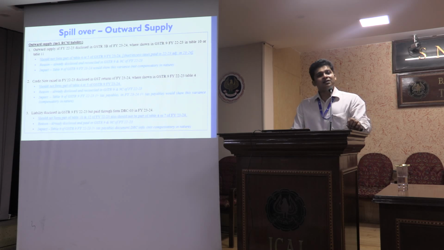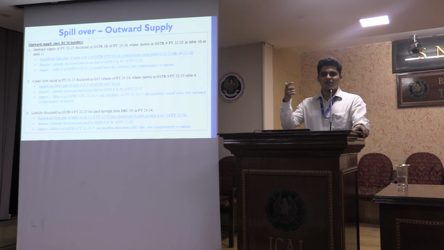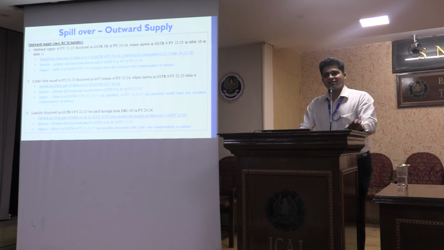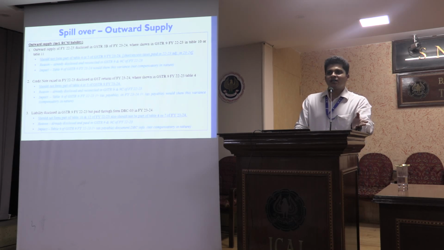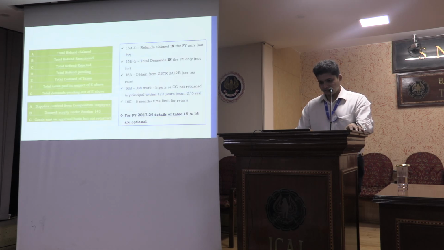Here in the table 9 of GSTR 9 of 22-23, your tax payable will be higher. Naturally, it will be higher because you added additional liability. Tax payable is higher than tax paid. The differential amount you should be able to substantiate on the basis of the DRC 03 form. And will this have a compensating variance in the next year? Answer is no. So all three types of transactions, where there could be compensating variance and where there would not be, have been discussed.